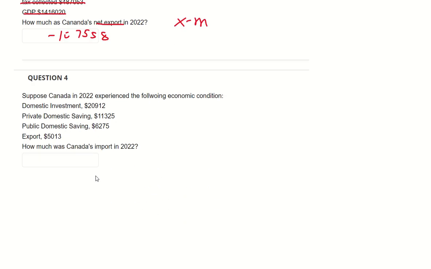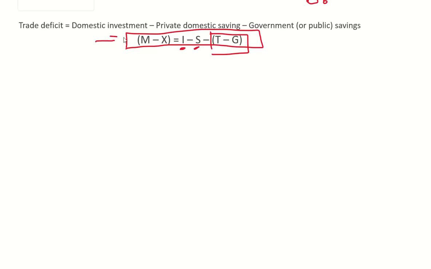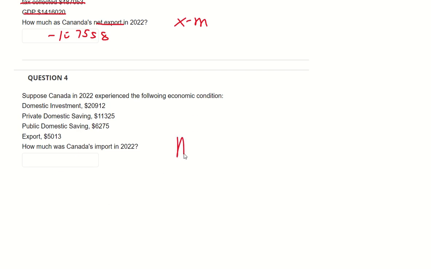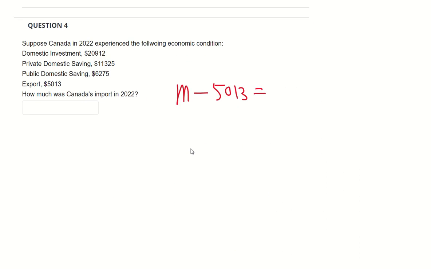Okay. Number 4 is asking what Canada's import is. We have our domestic investment, domestic saving for public and private, and then our net export, our export. We're going to use the first formula we used before, the trade deficit formula, M minus X. That's your import, M, minus X, your export, 5013. That equals your investment minus your private saving minus your public saving.